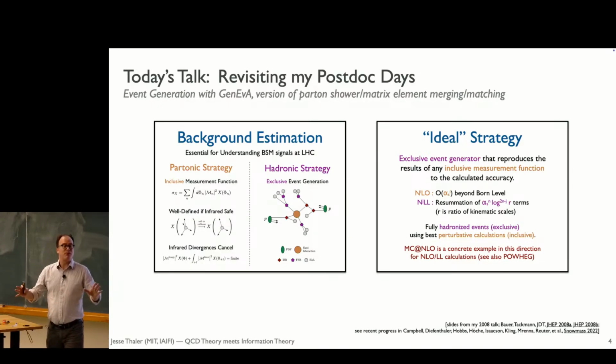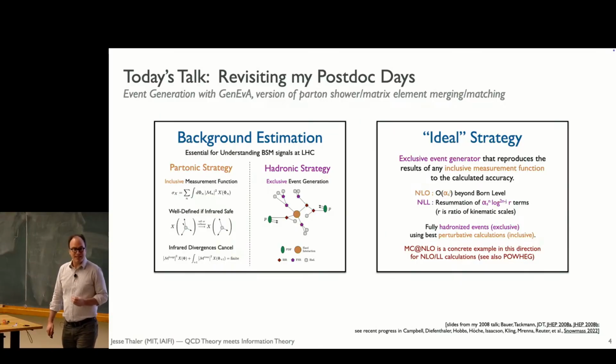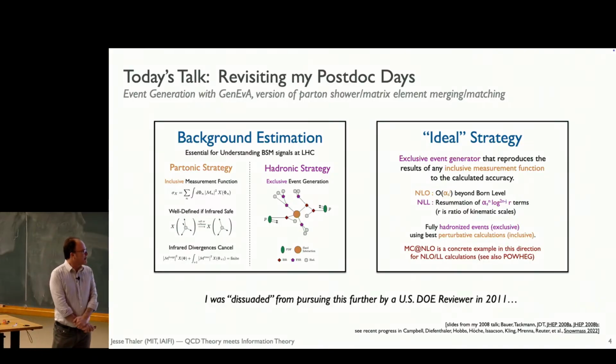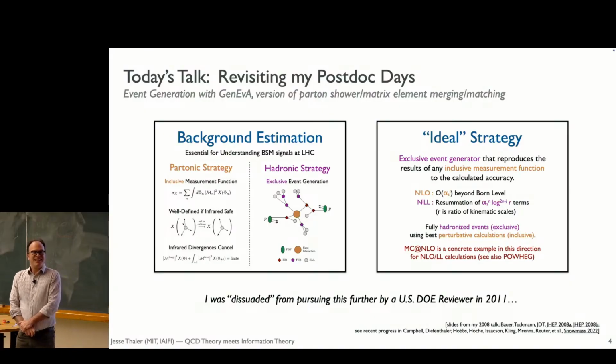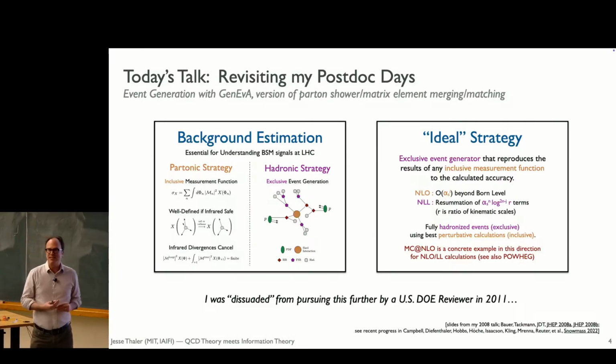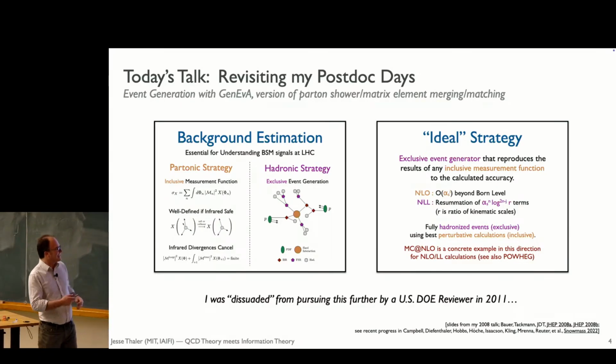There has actually been enormous progress in this area, and none of it involves me. The reason none of it involves me is because when I started my faculty position at MIT, I applied for my first grant from the US Department of Energy. And a US DOE reviewer in 2011 dissuaded me from pursuing this research direction. So I did not work on parton-shower matrix element matching. I worked on other aspects of QCD, in particular jets and jet substructure. But still in the back of my mind, I've been frustrated that I got derailed from these exciting developments in this area. And now we're going to revisit that topic, but now through a different lens.